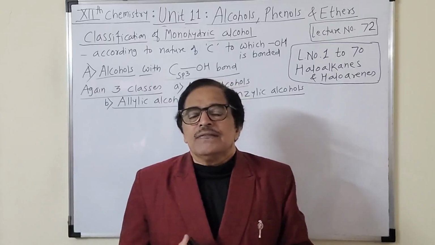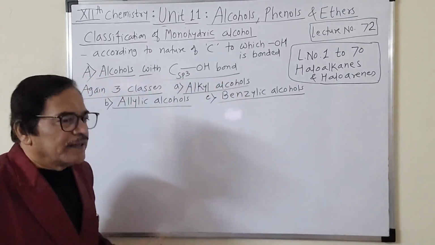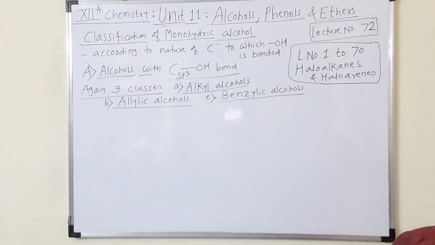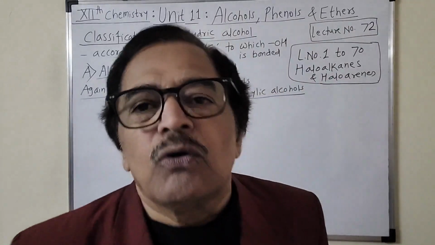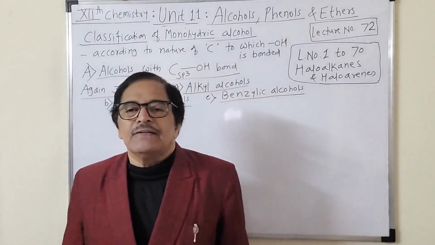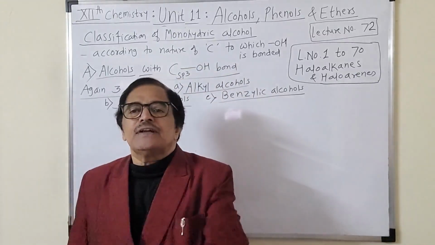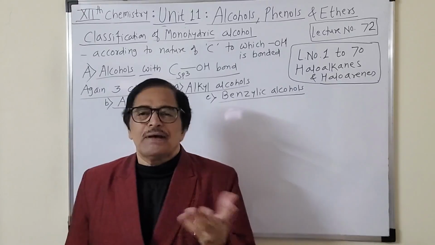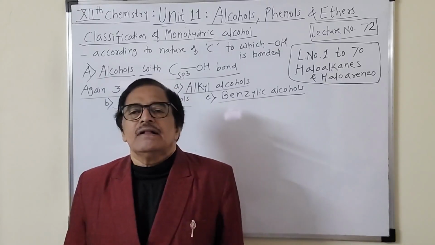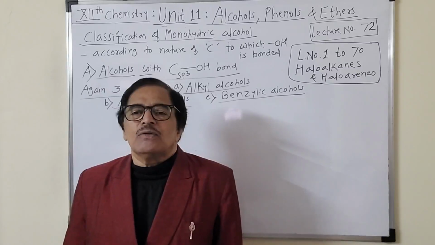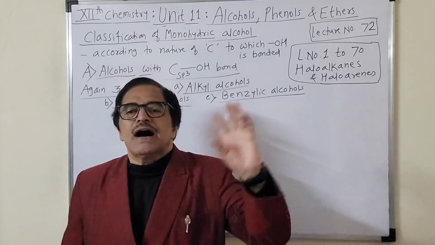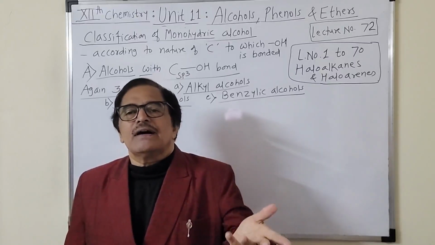Now in alcohol we have seen they are the aliphatic hydroxy compounds in which one or more OH get attached to the aliphatic system, open chain system. That may be alkane, alkene, alkyne. And then we have seen according to number of OH groups there are monohydric alcohol, dihydric alcohol, trihydric alcohol and so on.